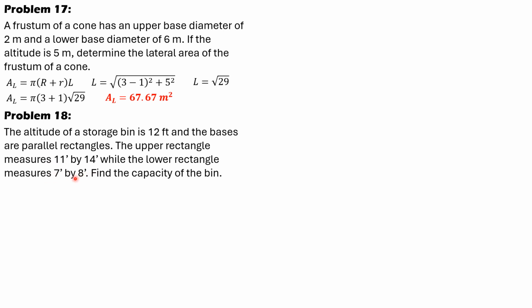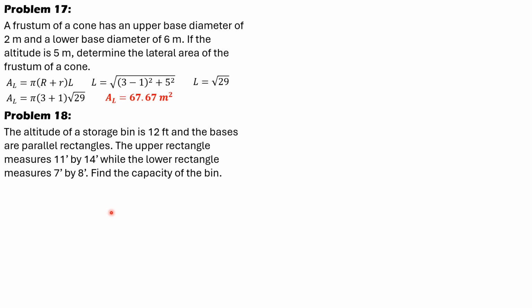So instead, we compute the volume by the prismoidal formula, and the midsection is the average of these dimensions. 11 plus 7 is 18, divided by 2, so 9 feet, by 14 plus 8, 22 divided by 2, 11 feet. So the midsection is 9 by 11 feet.